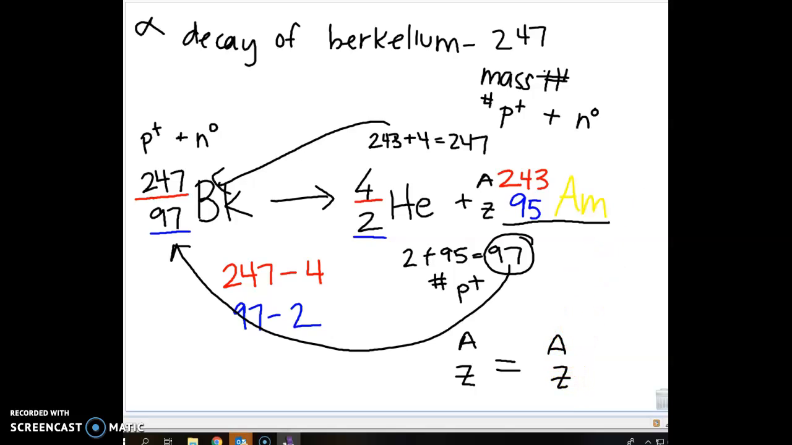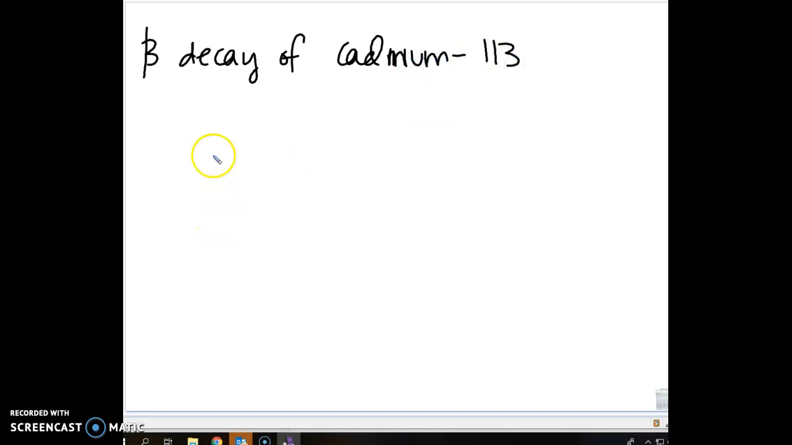So let's look at another example. The second one says I've got beta decay of cadmium 113. So the first thing I've got to do is figure out, well, what is cadmium? Cadmium I know is Cd, and I'm told my mass number is 113, so that's going to go over here in its proper spot. And then I've got to find cadmium on my periodic table, and I see that its atomic number is 48, so that's going to go here.